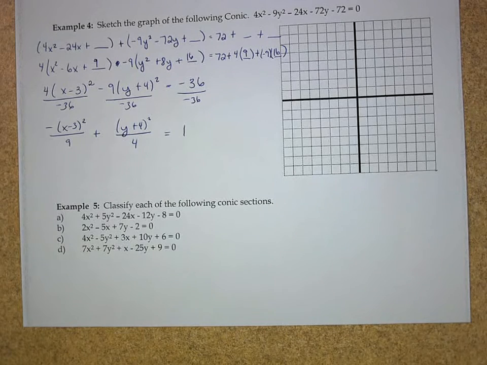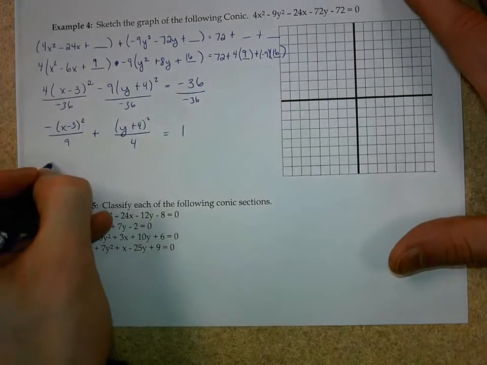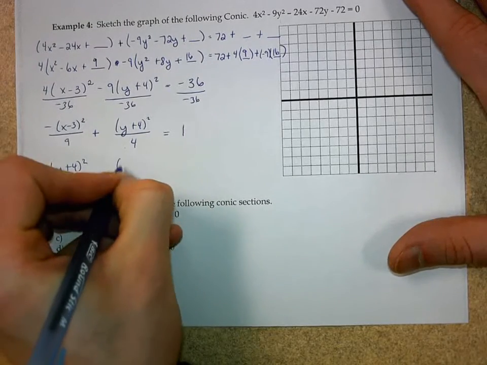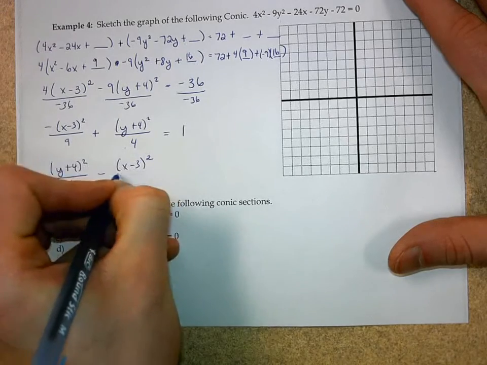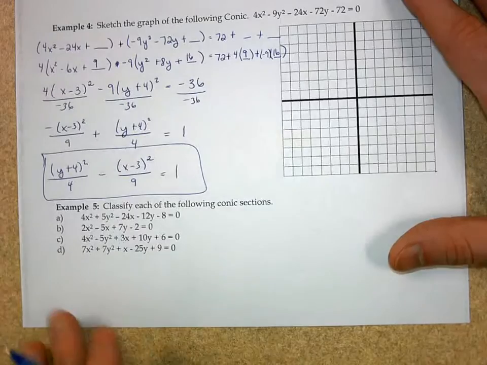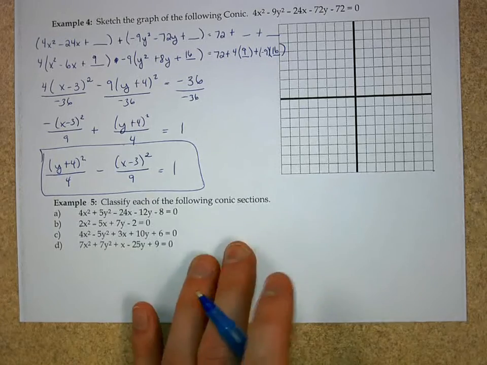We like having the positive term as being the front term, so then we can say that our a squared is in the denominator. This is actually the a squared because it's underneath the positive term. So we want to just rewrite this as y plus 4 quantity squared over 4 minus x minus 3 quantity squared over 9 is equal to 1. Got my positive term first. Now I can use all my patterns that I know of the a squared as being in the first term. Since the first term is the y here, it's going to open up and down.